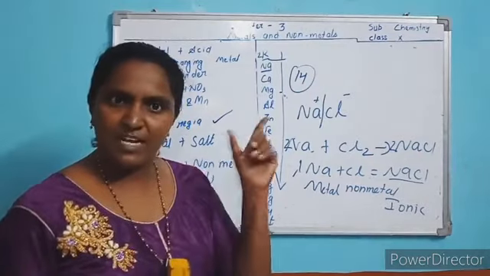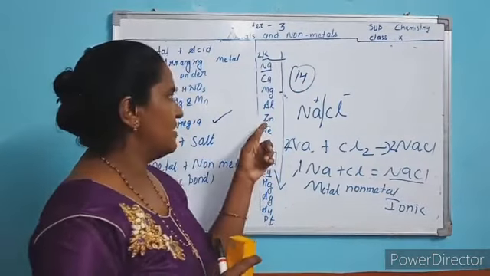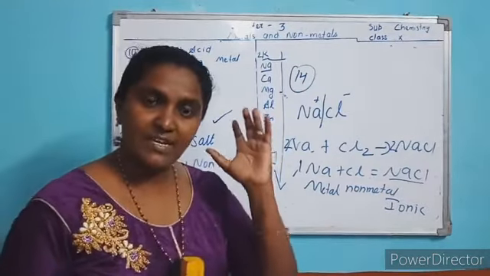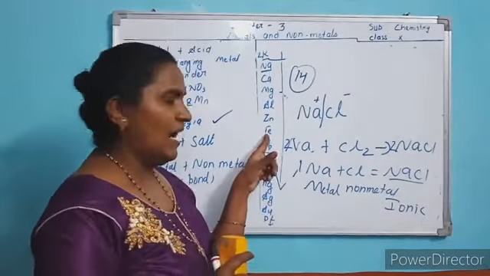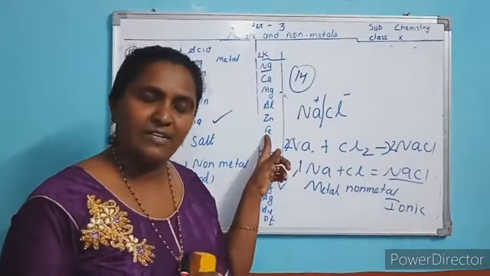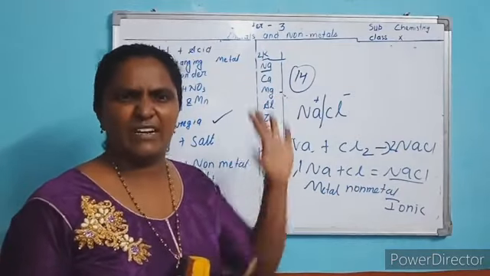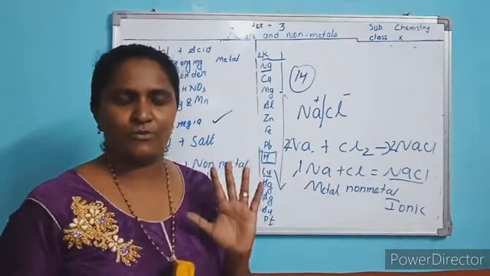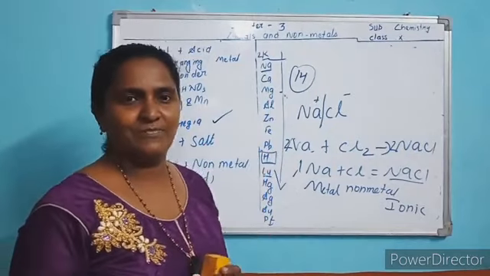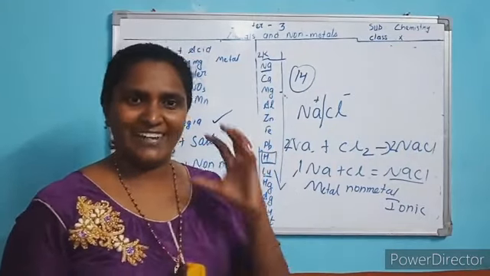Aluminium sulfate, aluminium is there, an ionic compound. Zinc chloride, zinc is the metal, ionic compound. Iron sulfate, iron is there, so ionic compound. Magnesium chloride, magnesium is there, an ionic compound. Wherever metal is present, you say ionic compound. Close your eyes and say ionic compound. The compound formed is ionic.